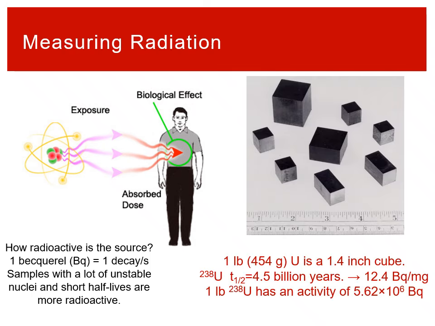So for example, 1 pound of uranium is about a 1.4 inch cube, 1.4 inches on each side. Uranium is just a gray metal. Uranium-238 has a half-life of 4.5 billion years. That means 1 milligram of uranium is 12.4 becquerels, or 12.4 decays per second. In the case of uranium, that's alpha emission, so 12.4 alpha particles per second. If you have a pound of uranium, you would be getting 5.62 times 10 to the 6, so 5.6 million alpha particles per second.